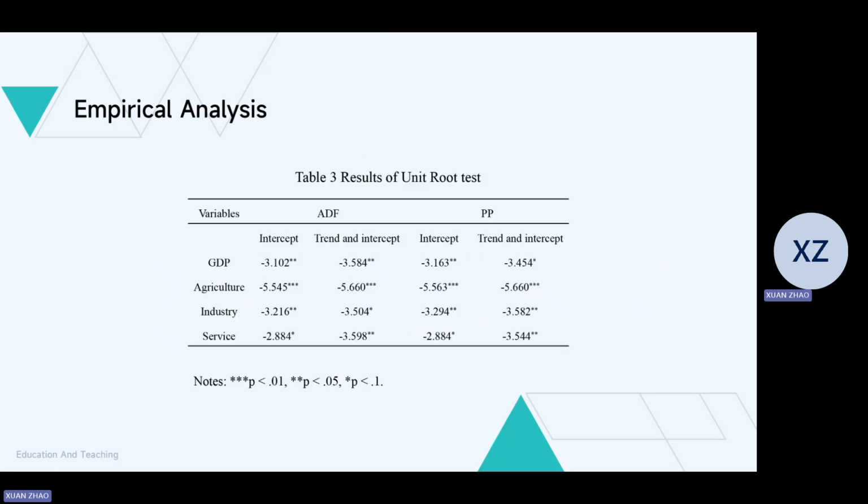And before constructing the model for the sector variables, the study first conducts the unit root test on the variables. The unit root test includes ADF and PP, and the null hypothesis of the unit root test is that all variables contain unit roots. Table 3 shows the results of the unit root test, and since the statistics of each test is significantly greater than the critical value, the null hypothesis would be rejected, and the level data of GDP, agriculture, industry, and service are all stationary.